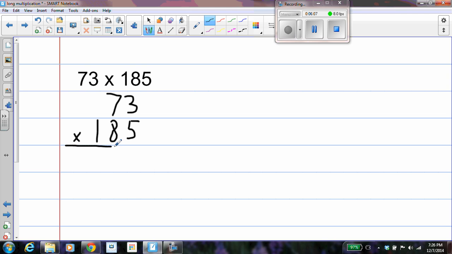Okay, I have that set up. Now I start out in the ones place as usual. 5 times 3 is 15. I carry the 1. 5 times 7 is 35, plus the 1 is 36. I don't have anything else, so I'm going to put a 36 here.